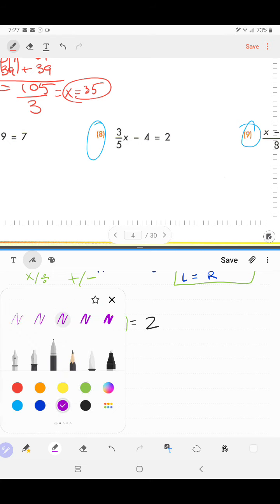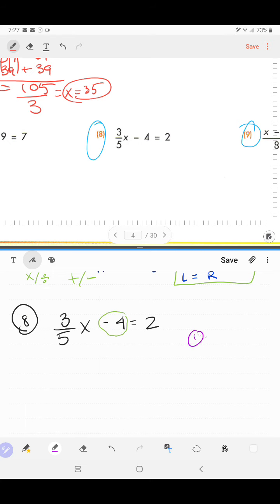So first step, add or subtract. Opposite of minus is plus 4, plus 4. Remember, you're not doing plus 4 here. You're doing plus 4 on the other side of the equal. That's the point, is to move it to the other side of the equal. This cancels. 2 plus 4 is 6. Bring down your 3 over 5x.